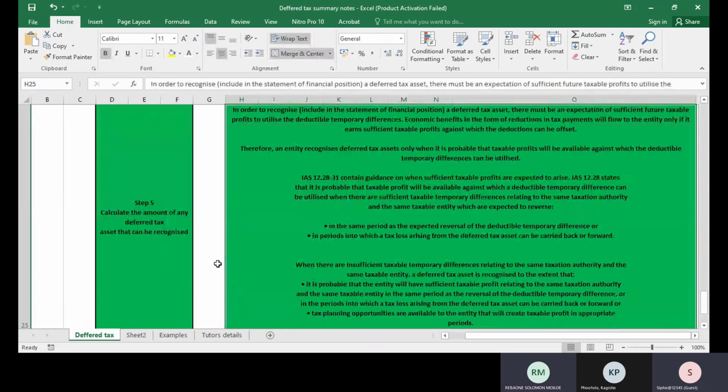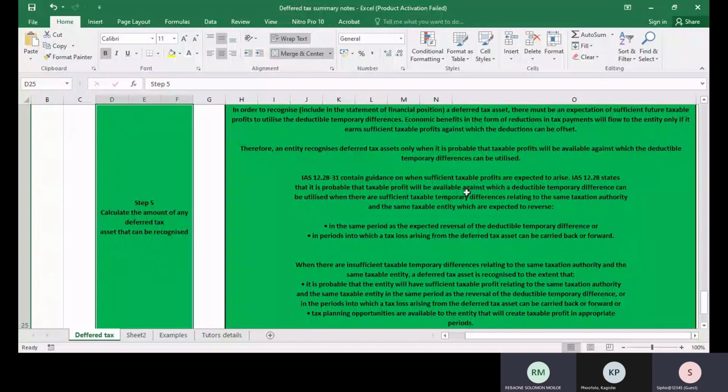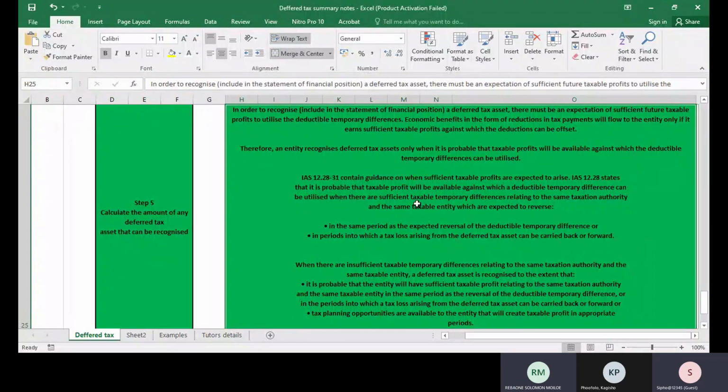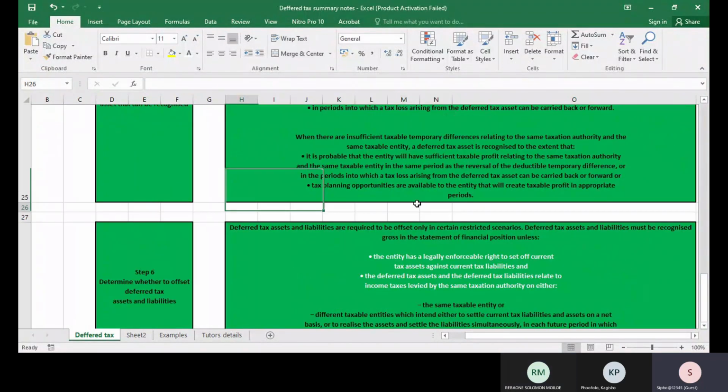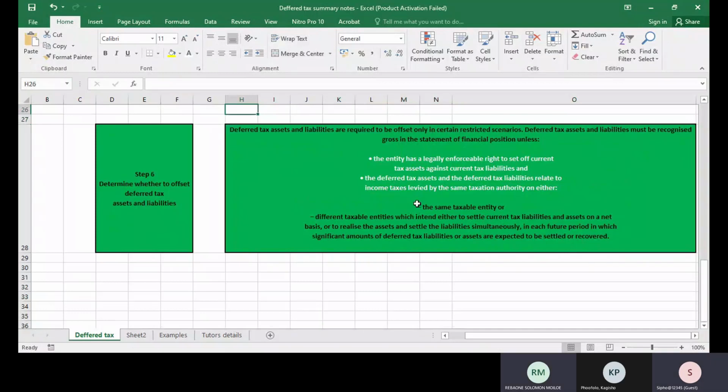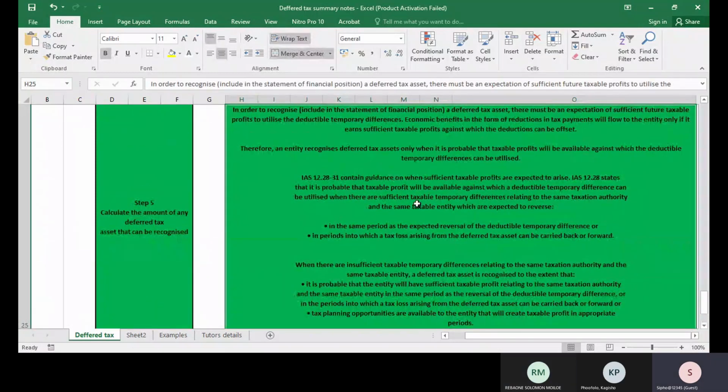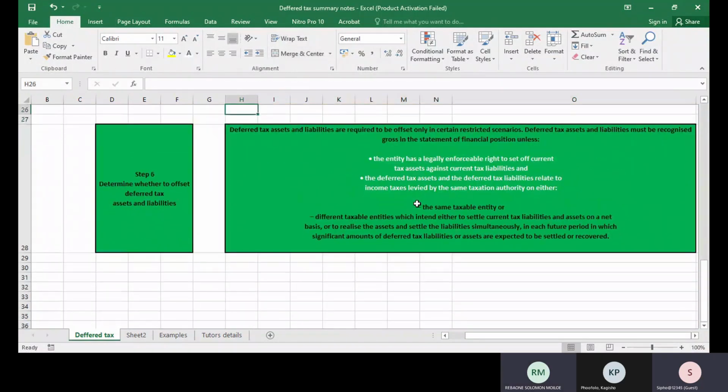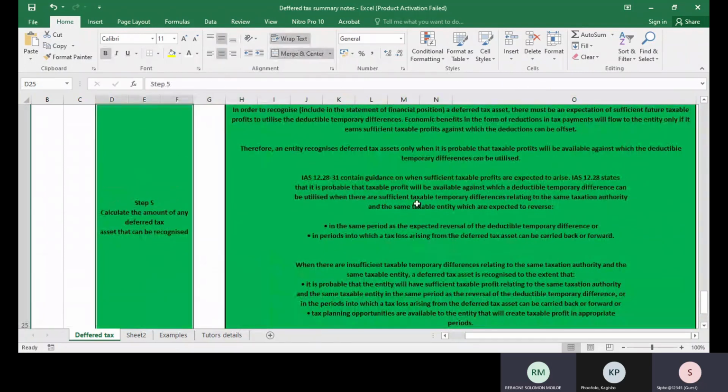Calculate the amount of any deferred tax. For this part, you'll go and read these notes yourself, but I'll clarify this part through the example. So this is step 5. This step 5 I will take you through when we do the example, because it just says calculate the amount of any deferred tax asset that can be recognized. So when you do the example, you see exactly what I will be talking about there.